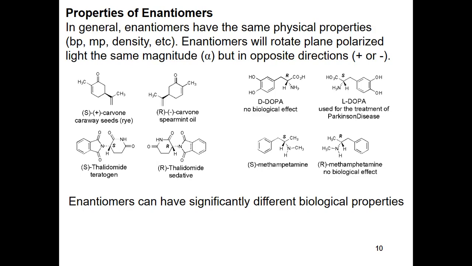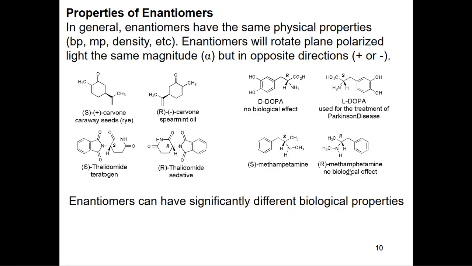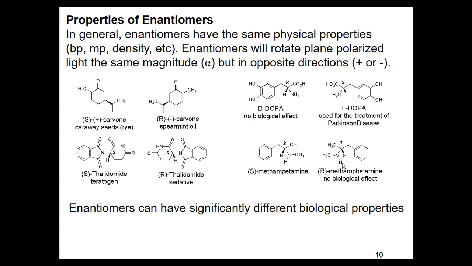So this is methamphetamine. Now, the R enantiomer has no physiological effect that will cause someone to stay awake or something. So this is actually used in some asthma drugs. So it doesn't have the drug effect like the S methamphetamine has.